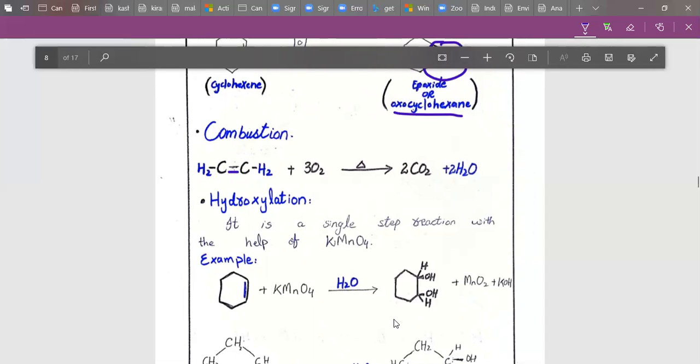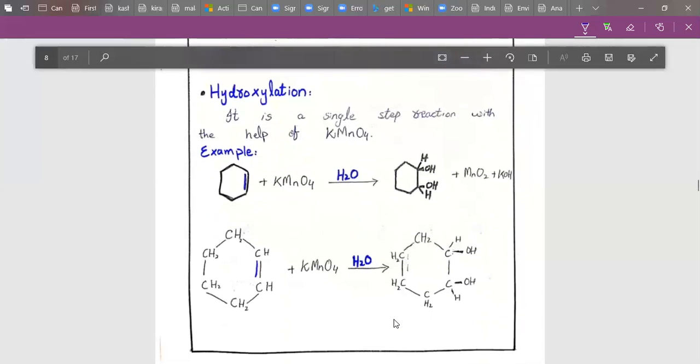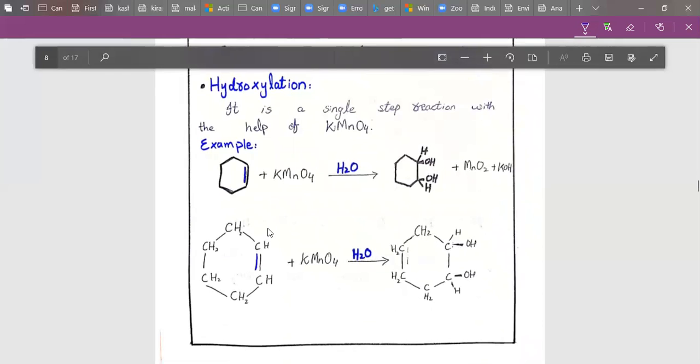Now for a proper understanding of this process, I can write the structure openly. So this is an open structure of this compound. In this compound, the pi bond is removed. So due to the removal of this pi bond, the hydroxyl groups are attached at this position. In this way, we get this product.